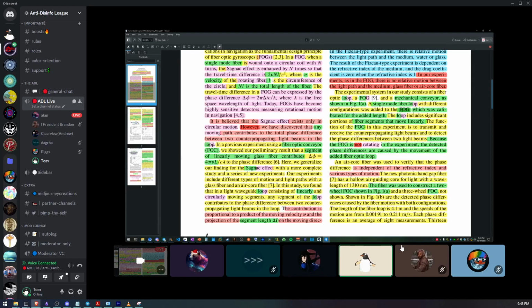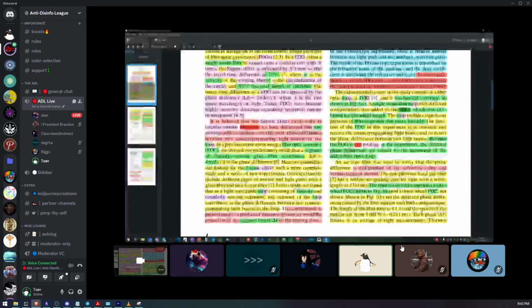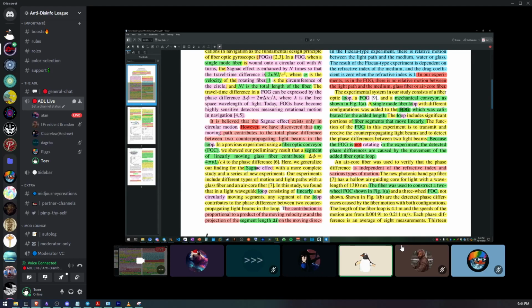A single mode fiber loop with different configurations. So that's coming off of the FOG, which was calibrated for the added length. The loop includes significant portions of fiber segments that move linearly. So he's describing that racetrack.